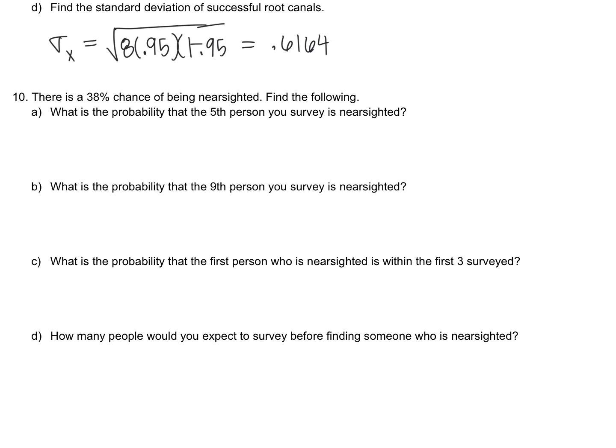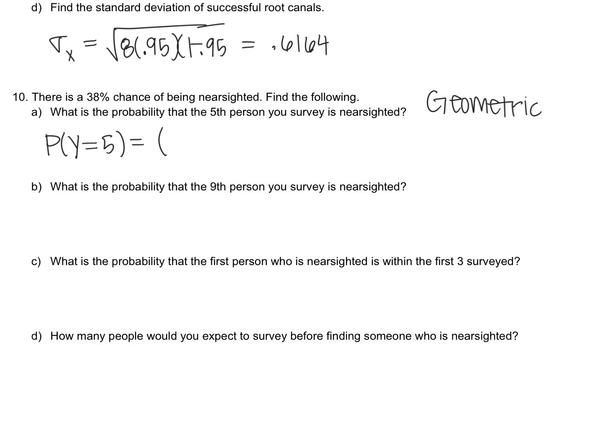The last problem is going to be geometric. So we have that there's a 38% chance of being nearsighted. So I haven't given you a sample size. So that is the first kind of indicator that it's geometric. The second one is that we're asking about how many times you'll have to do something until you get the first. So what is the probability that the 5th person you survey is nearsighted? So it's basically saying, what's the probability that you have to ask 5 people before you find the first person who is nearsighted? So because it's geometric, it's the probability that y equals 5.